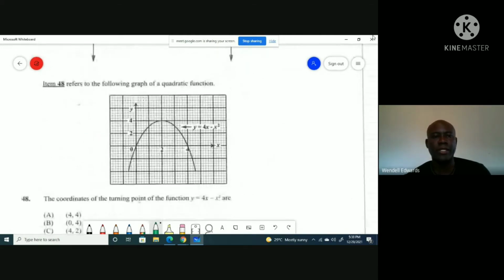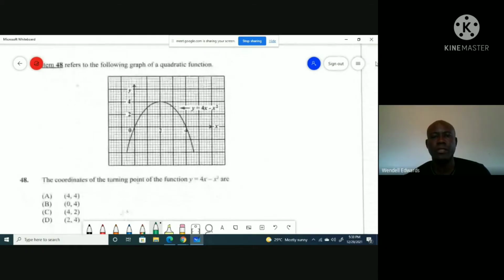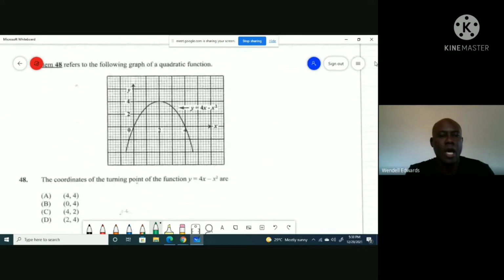Question 48 reads, so we're going to use that to answer the question. It reads: the coordinate of the turning point of the function y equals 4x minus x squared. The coordinate of the turning point will be right here, where x is 2 and y is 4. So we're looking at (2, 4), which is that.